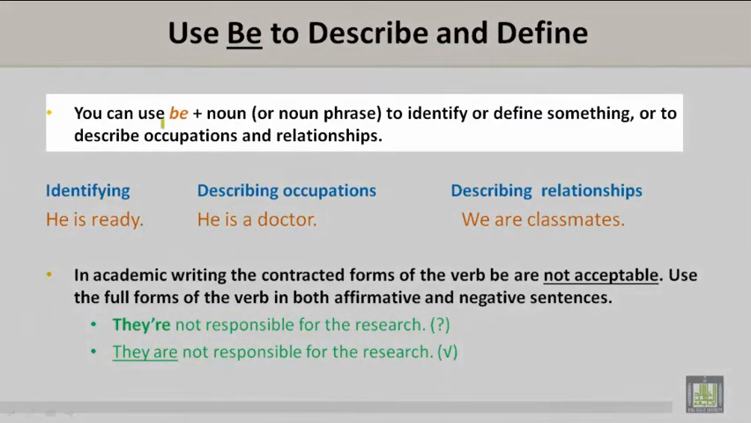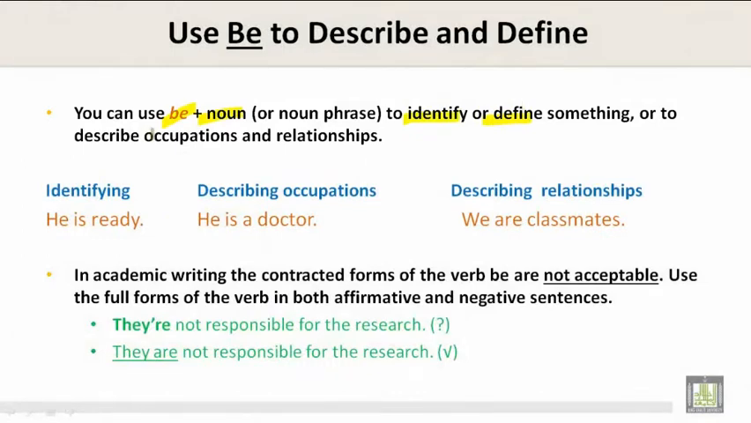Use be to describe and define. You can use the verb be plus a noun or a noun phrase to identify or define something, or to describe occupations and relationships. Let's look at the 3 key headings. Identifying, describing occupations, and describing relationships. Under identifying, we have he is ready. Under describing occupations, we can say he is a doctor. And under describing relationships, you can say we are classmates.